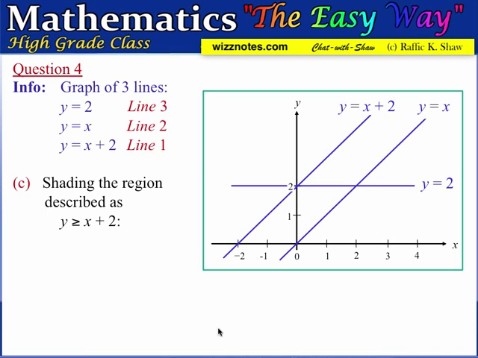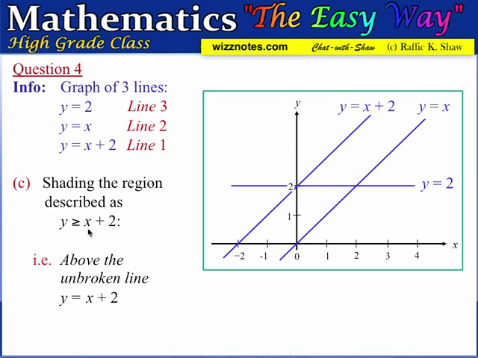Now part C wants us to shade the region on the graph that describes this inequality, y greater than or equal to x plus 2. Now, the line that is associated with this inequality is the line y equals x plus 2. And this is it. The greater than sign here means that we want the region above the line. The equal means that we want the line. And the greater than means that we want regions above the line. And so, we want the region that is above the line y equals x plus 2.